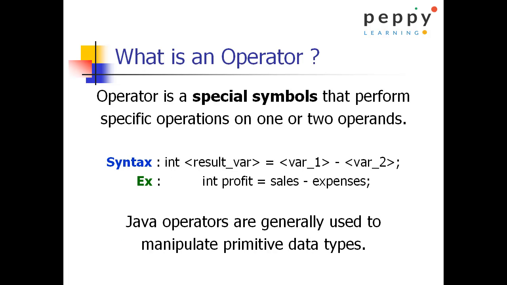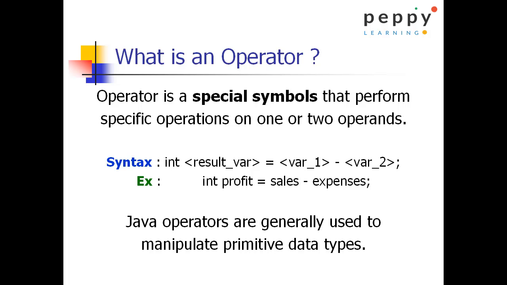What is an operator? An operator is a special symbol that performs specific operations on one or two operands. If you look at the syntax here, variable 1 minus variable 2 is stored in result variable. Example, sales minus expense is stored in profit variable, which is of integer type. Here, sales is an operand, expense is an operand, minus is operator.